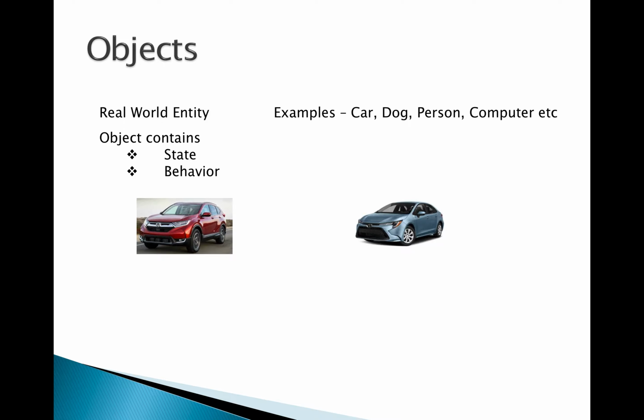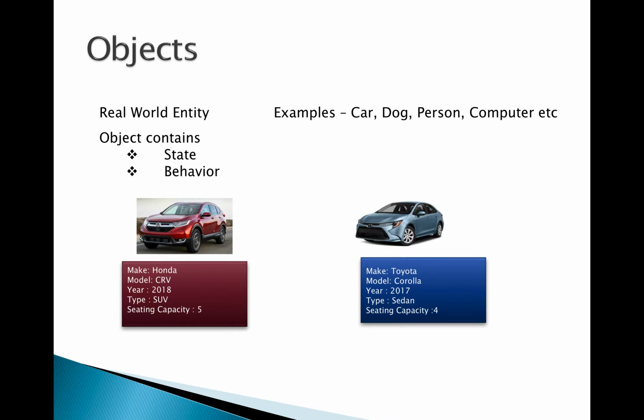If you see these two cars, they have some common properties. Let's take Honda CRV. It has a make and a model. It has a year, a type, and a seating capacity. The same properties you have for Toyota Corolla. Now, what is making these two things different objects? Basically, the values that you put under these properties make these two different objects.